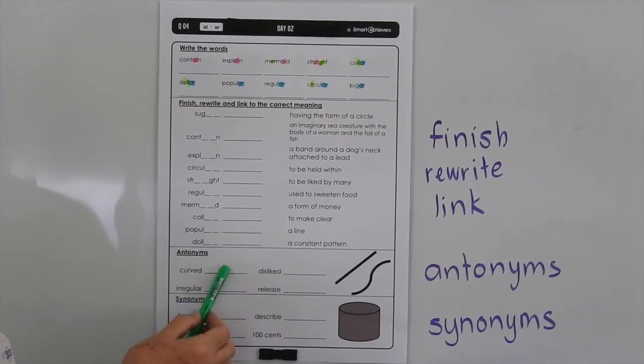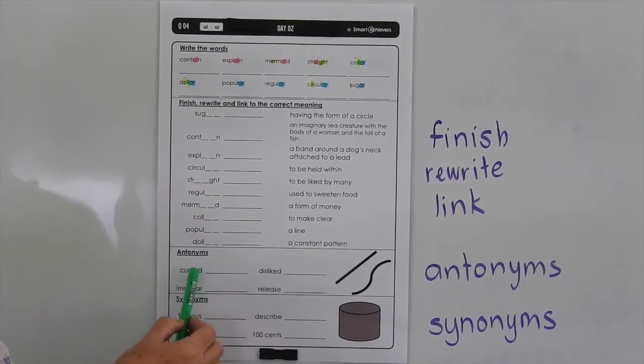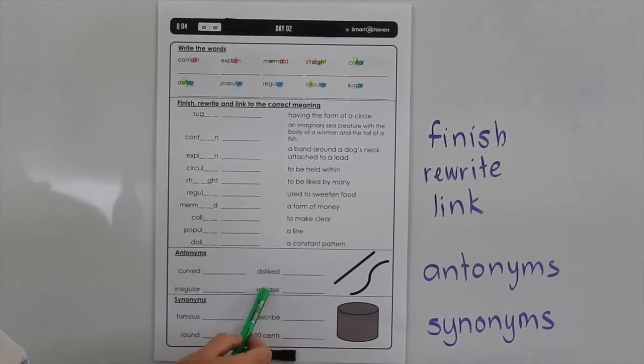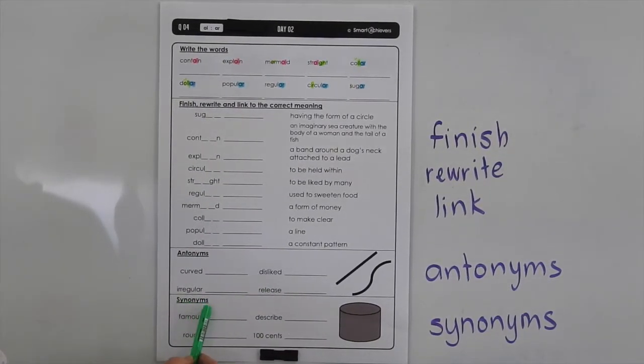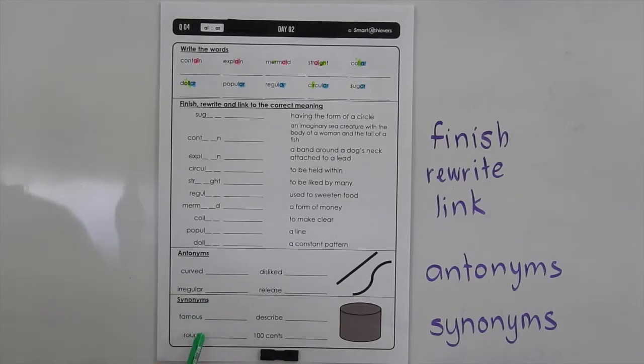Now here you have to find the list word that means the opposite to curved, irregular, disliked and released, whereas synonyms mean the same, so you've got to find the list word that means the same as famous, round, describe, and 100 cents.